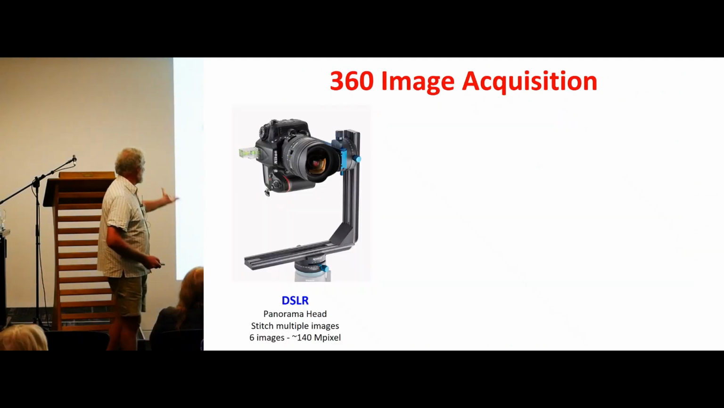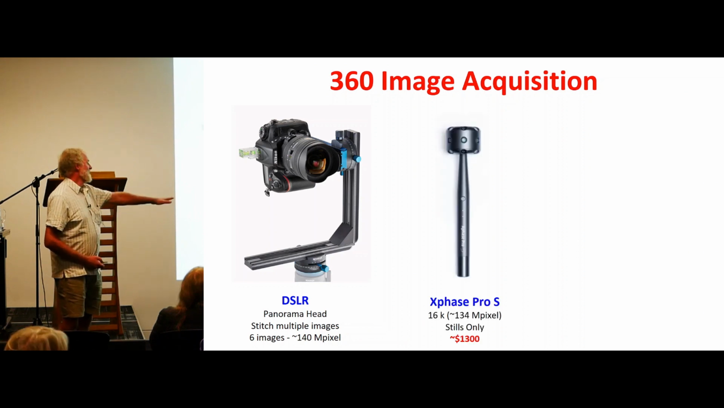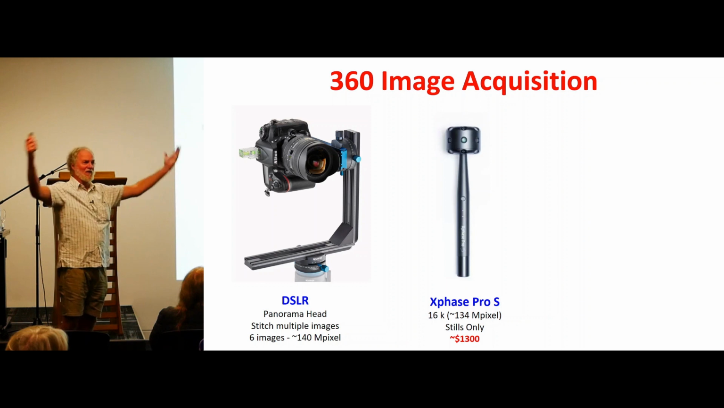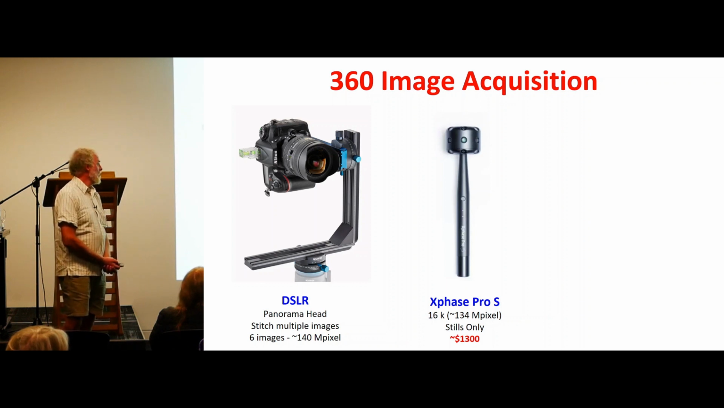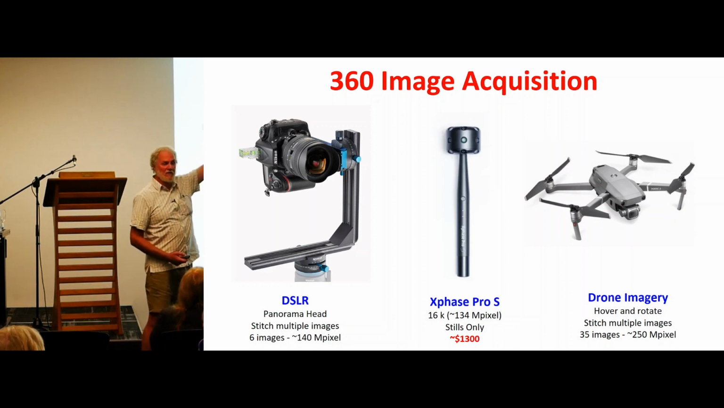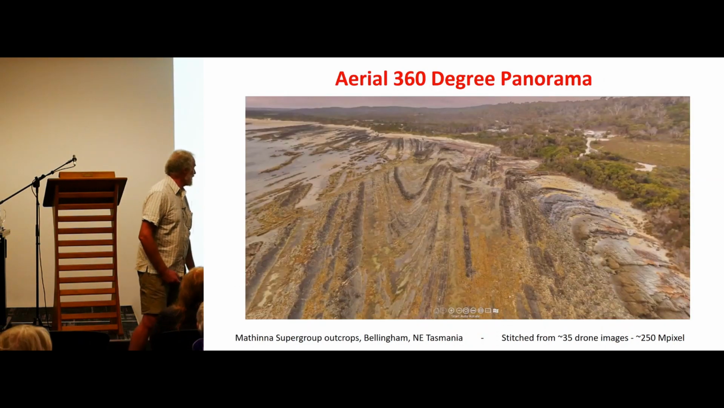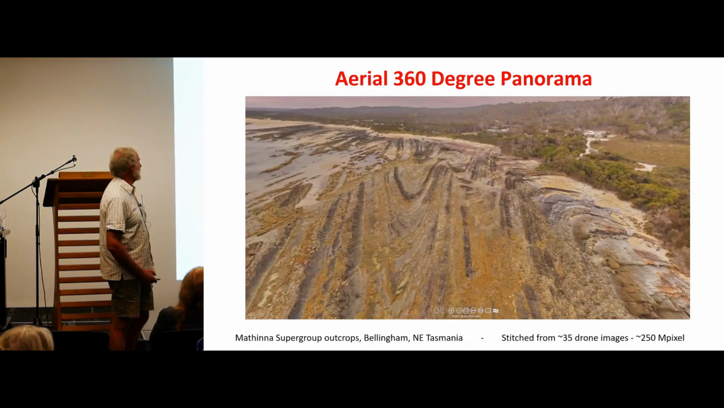So how do we do this? We can do this with a DSLR camera, take 6 images, splice them together, and get about a 140 megapixel image. In the last couple of years, you've been able to buy off the shelf a 360-degree camera: single press, you get a 134 megapixel image of the whole 360 view. And we can also do this from a drone. Fly and take 30-ish images in the air, splice them together, and you get a 360-degree view. Just to illustrate that, here is an example of a 360-degree view not far from here.